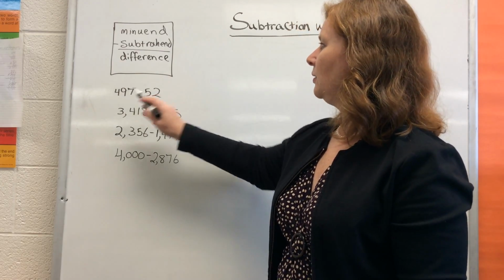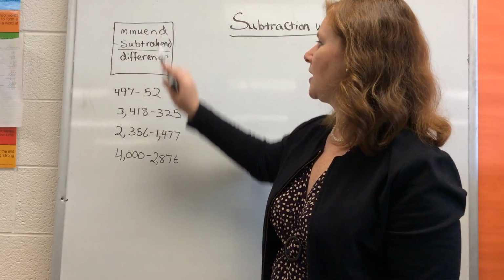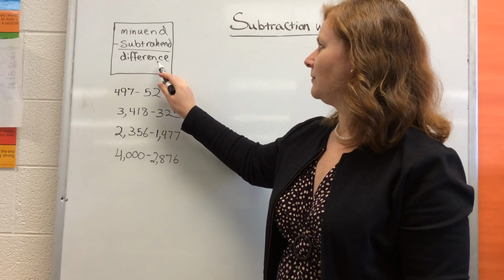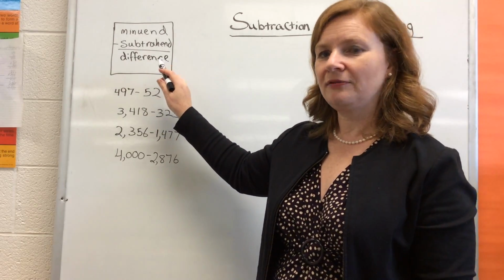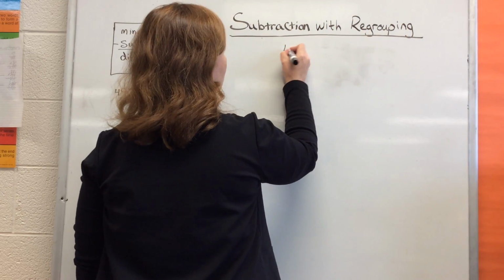When we subtract, we start with a minuend. 497 is our minuend in this problem. It goes on top. The subtrahend is 52. That will go on the bottom. Then after we subtract, we'll have an answer called a difference. So our first problem, 497 minus 52.